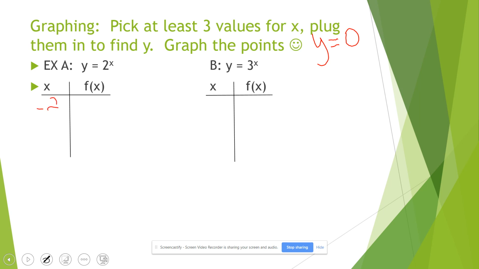So if I pick -2, 0, and 2, and plug them in, we have 2 to the -2nd power is 1/4. Remember, negative exponents never make negative answers. They just take the base and flip it under 1. Or if you put that in your calculator, you would have gotten 0.25. 2 to the 0 power is 1. Anything to the 0 power is 1. And then 2 squared is 4.